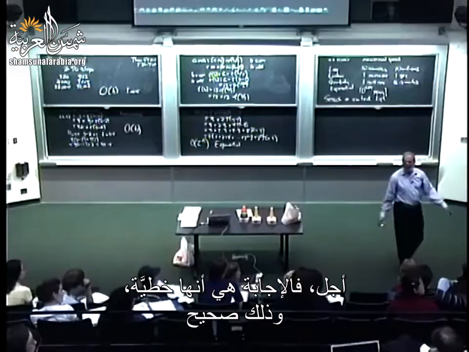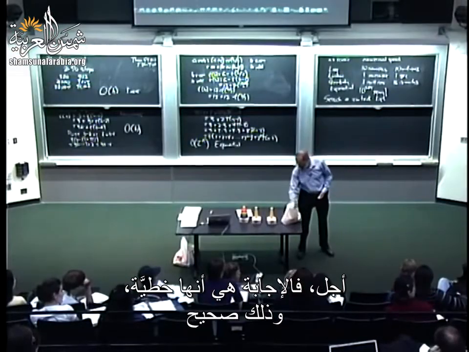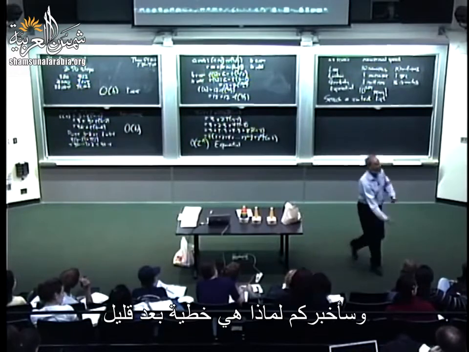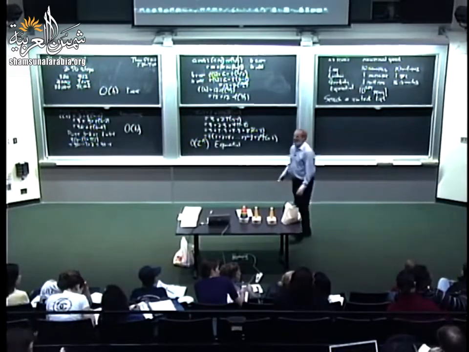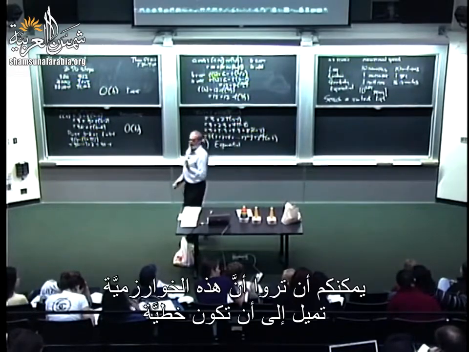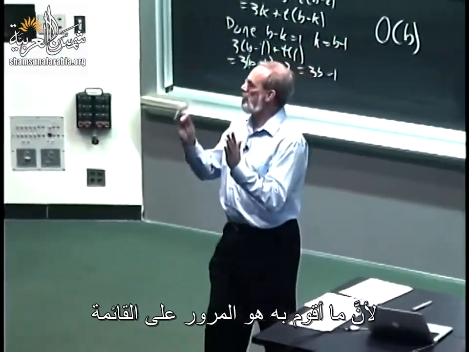Yeah. Right? So the answer was it's linear, which is absolutely right, although for a reason we're going to come back to in a second. Oh, thank you. I hope your friends help you out with that. Thank you. Right? You can see that this ought to be linear because what am I doing? I'm walking down the list.